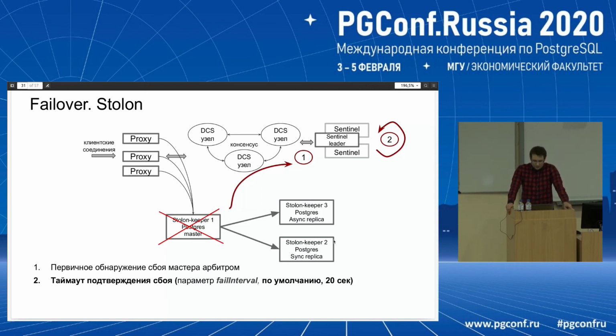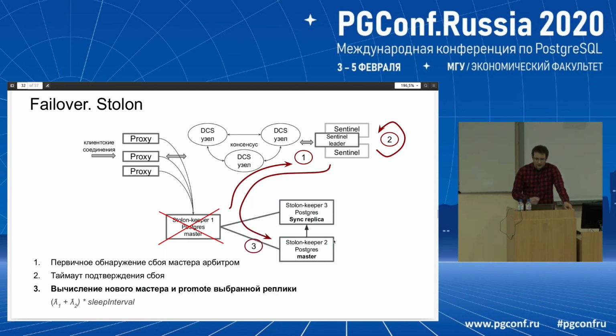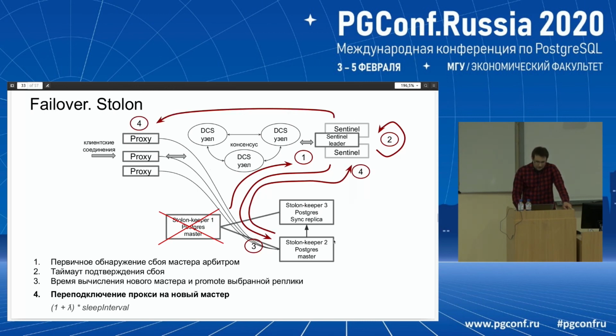Second stage, timeout confirmation is launched. As I said, it is done on Sentinel. We just check that the keeper that has crashed is really dead, and then a new failover cluster configuration is activated, and then it is distributed across all the keepers. And this stage lasts 2 sleep interval cycles. So here you've got some data for LAN 2, LAN 3. But it depends on the situation.